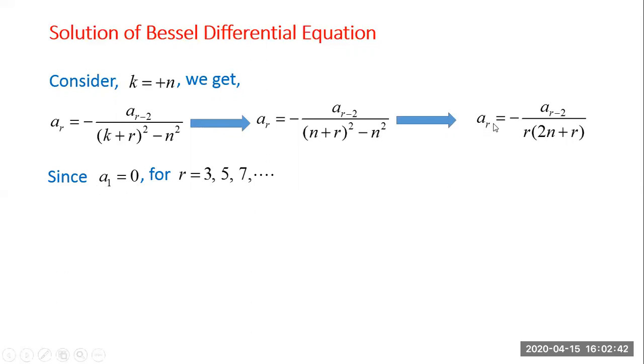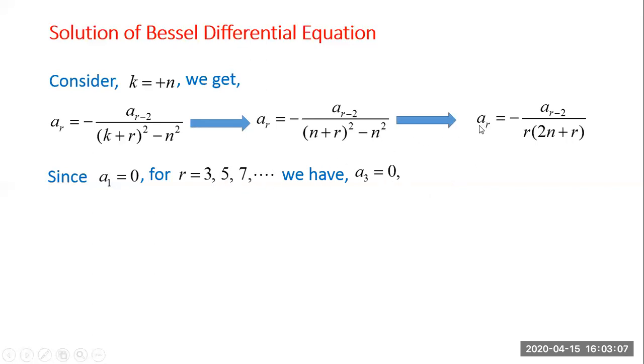So if I take r is equal to 3 here, I get a3. So a3 is minus a3 minus 2, that is a1, divided by some number. So I get a3 as minus a1 divided by 3 into 2n plus 3. Since a1 is 0, this numerator becomes 0, so a3 also becomes 0. So we get a3 is equal to 0.